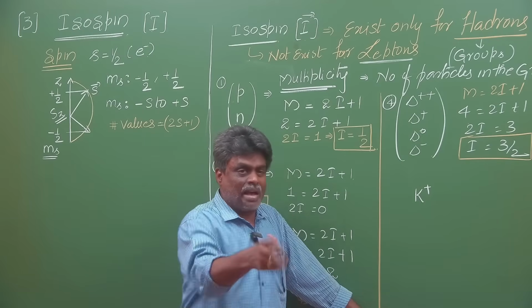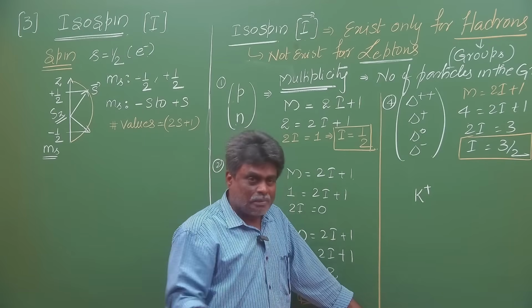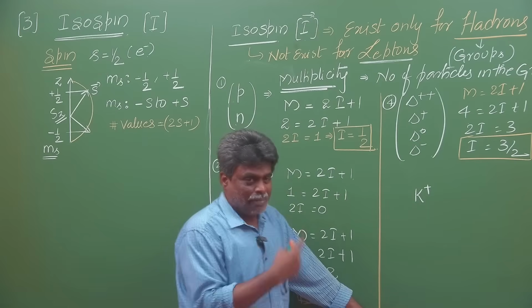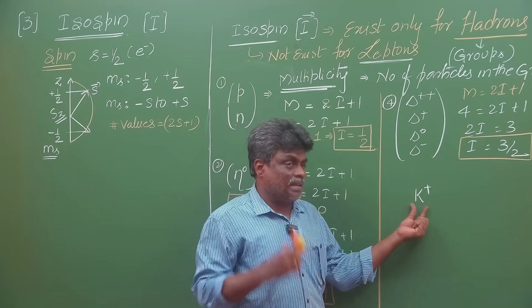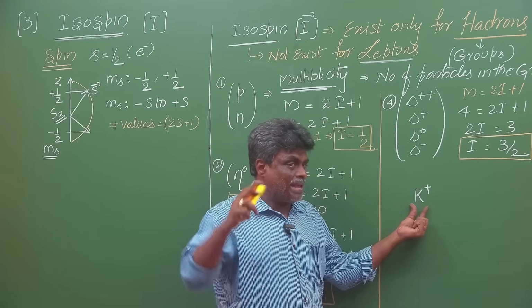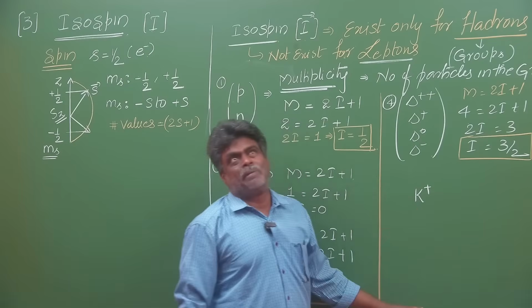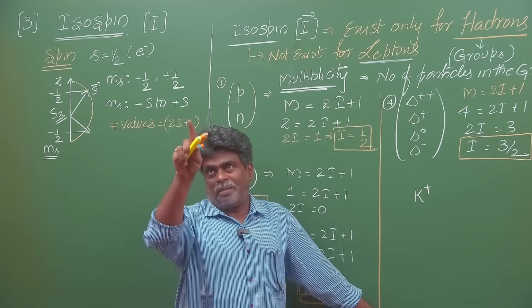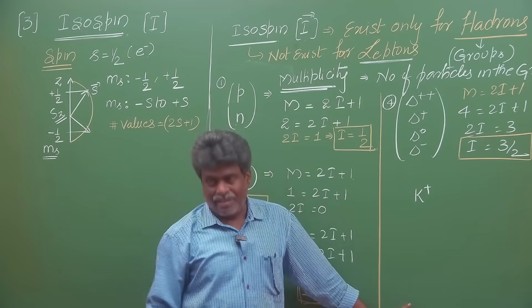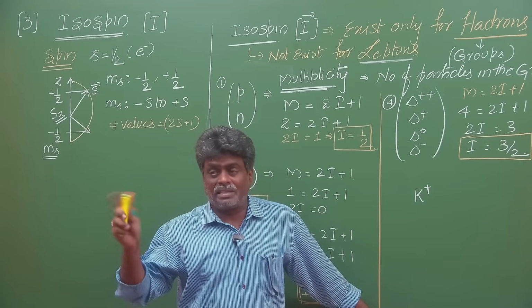Everybody knows, if I ask you to write the particles, you will write. But see, in reverse you are not able to say. So, by seeing the particle, you have to remember how many are there in the group. K plus, what is the K plus group? K plus, K naught. Next group, K minus, K naught bar.